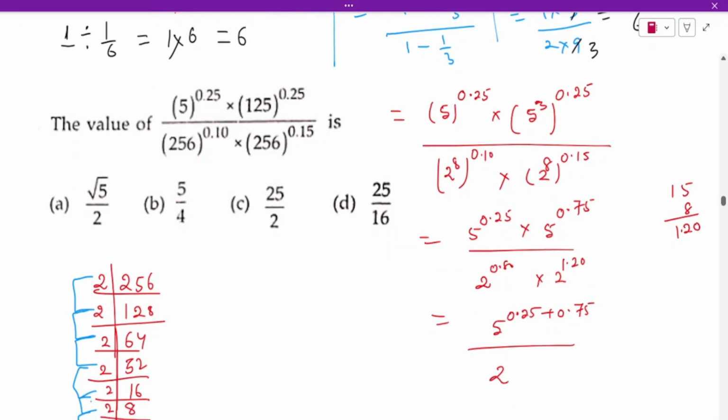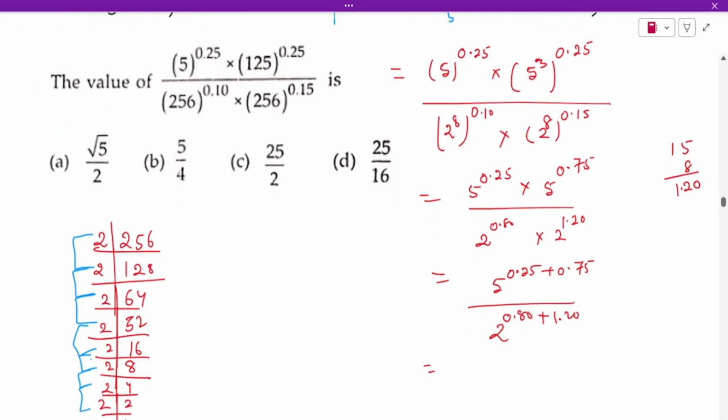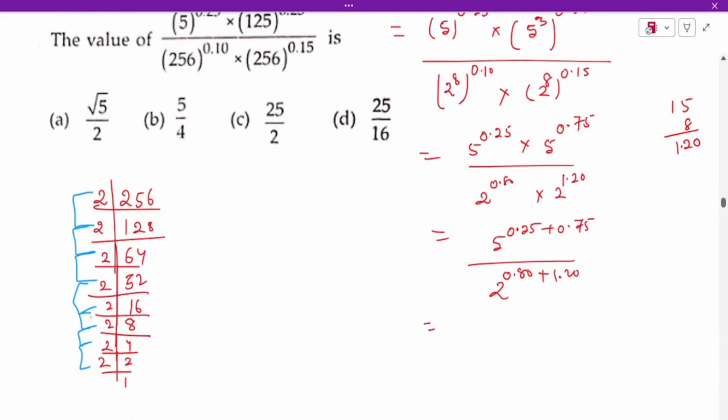the denominator is having a common base 2 and the powers are going to be added as there is multiplication over there, right? So upon simplification, we'll get the power of 5 as 0.25 plus 0.75, which is 1. So this is 5 raised to the power 1, and in the denominator 0.80 plus 1.2 is 2. So this is 2 to the power of 2, which is equal to 5 by 4. So option B is the correct option.